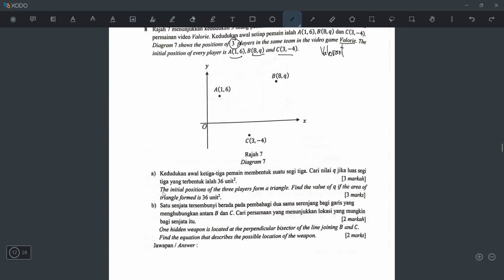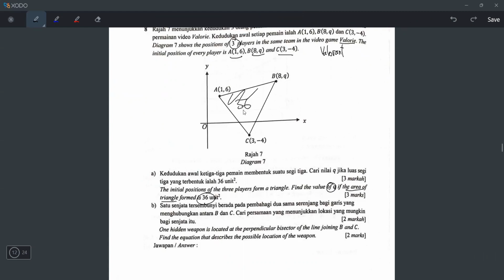Let's read part A first. The initial position of 3 players forms a triangle. So the triangle looks like this. And then it says to find the value of Q if the area of the triangle formed is 36. So the area is 36, means the area here is 36. So find the value of Q.